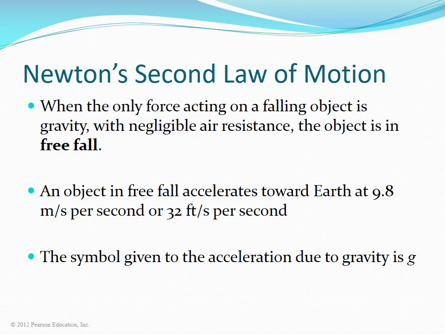When the only force acting on a falling object is gravity, with negligible air resistance, the object is in free fall. An object in free fall accelerates toward the Earth at 9.80 meters per second squared, or 32.2 feet per second squared. The symbol given to the acceleration due to gravity is g. For many applications, we can use 10 meters per second squared for the acceleration of gravity.